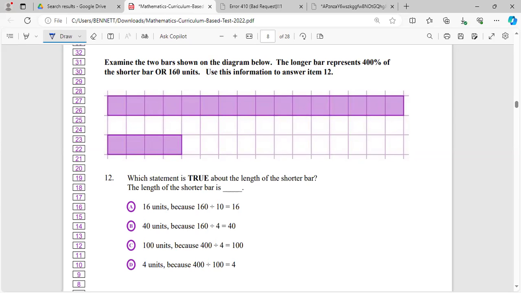Sir, I actually think it's B. B, 40 units, because 160. Why do you think it's that? Sir, because if you count up all of the tall bar, you'd get 16. But they put 160. So 4 into 160, sir, would be 40. Okay.